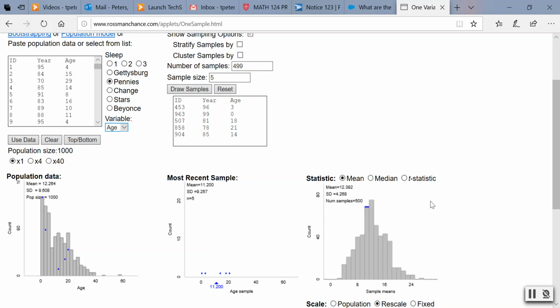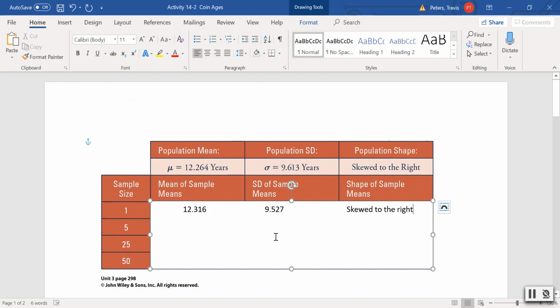Now, the mean of the sampling distribution is 12.392. Standard deviation is 4.268. And notice the shape now is much more symmetric than before. So let's record these observations in the table. The mean was 12.392. Standard deviation 4.268. And now the shape, I'll say, is roughly symmetric.